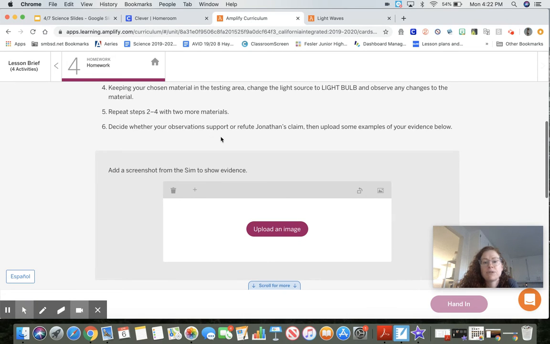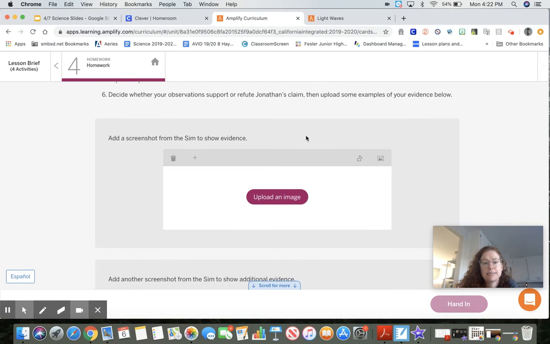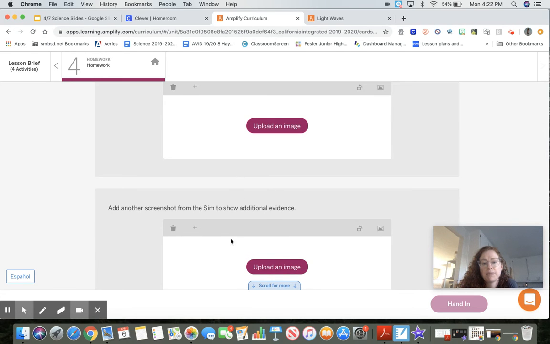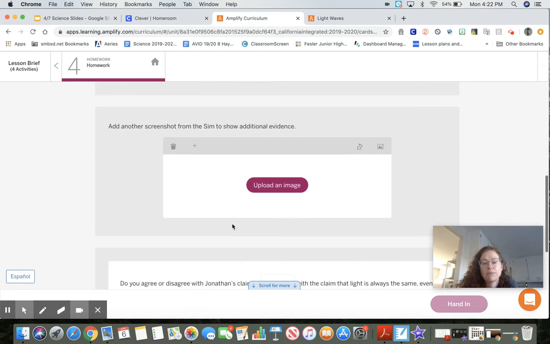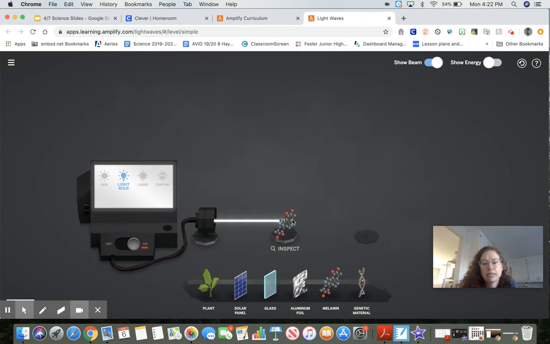Decide whether your observations support or refute Jonathan's claims, and then upload some examples of evidence. So we need to take some screenshots here, right? And upload them here. So what I would suggest, so that was the melanin. Let's try it. We saw the genetic material quite a bit last week.